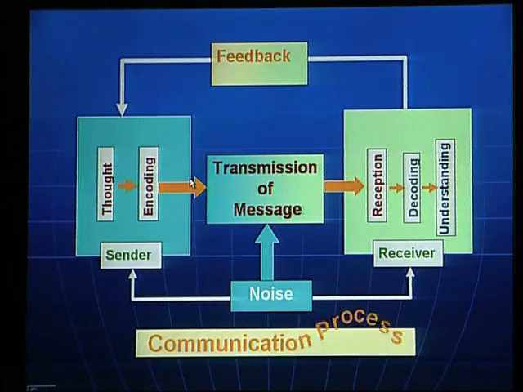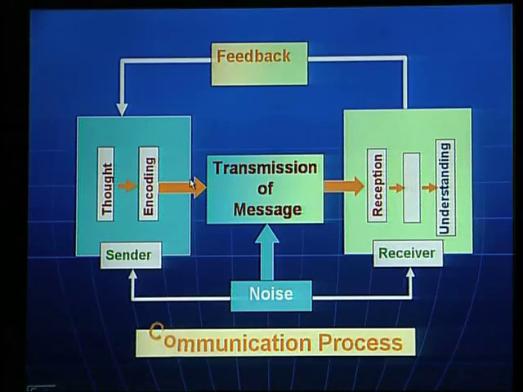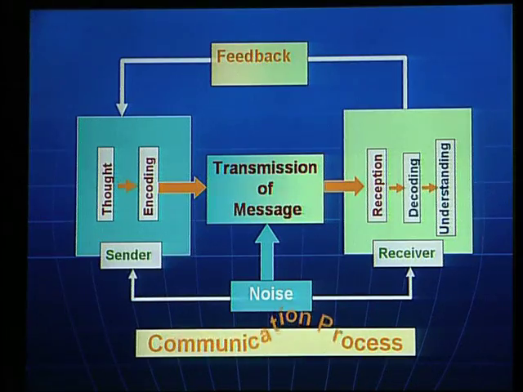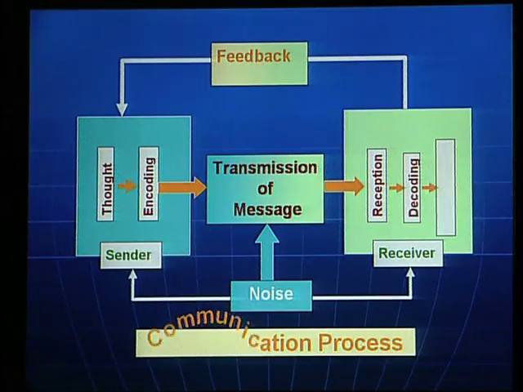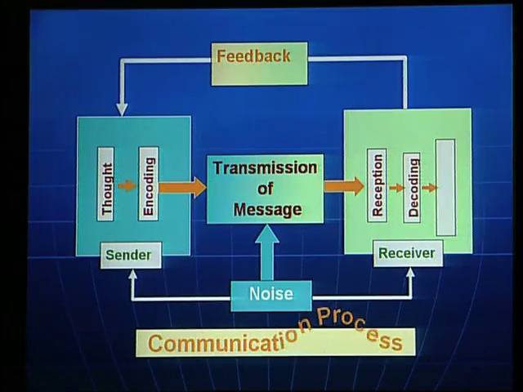Accurate communication can occur only when both the sender and the receiver attach the same or at least similar meaning to the symbols that compose the message. Communication is not completed unless it is understood. Understanding is in the mind of both the sender and the receiver.